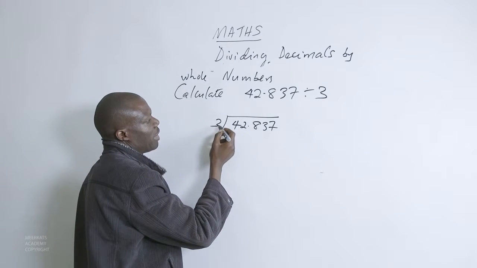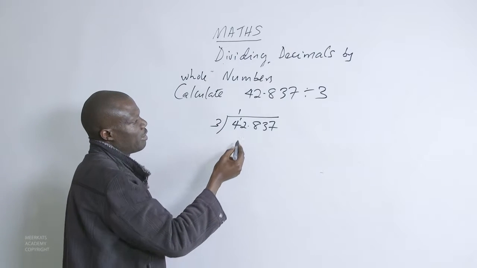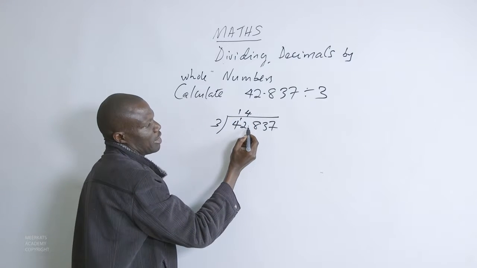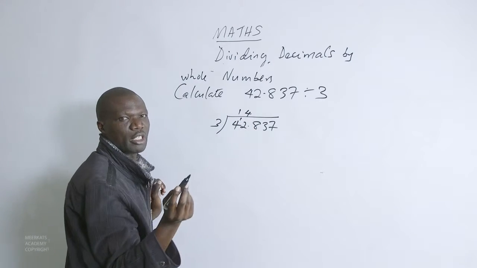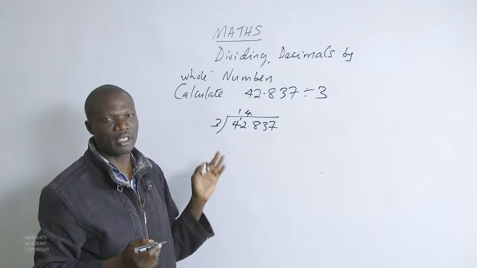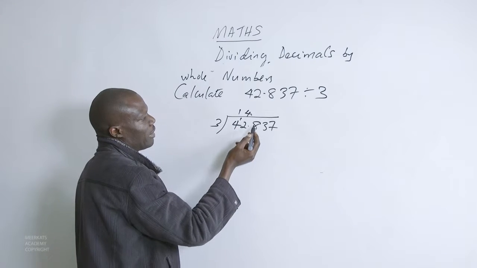We have 4 by 3 is 1, carry 1. We have 12 by 3 gives us 4. Now the decimal point of the question, which is the dividend, should be placed in the answer just above it, in the same position, so that one comes there. There's no remainder.